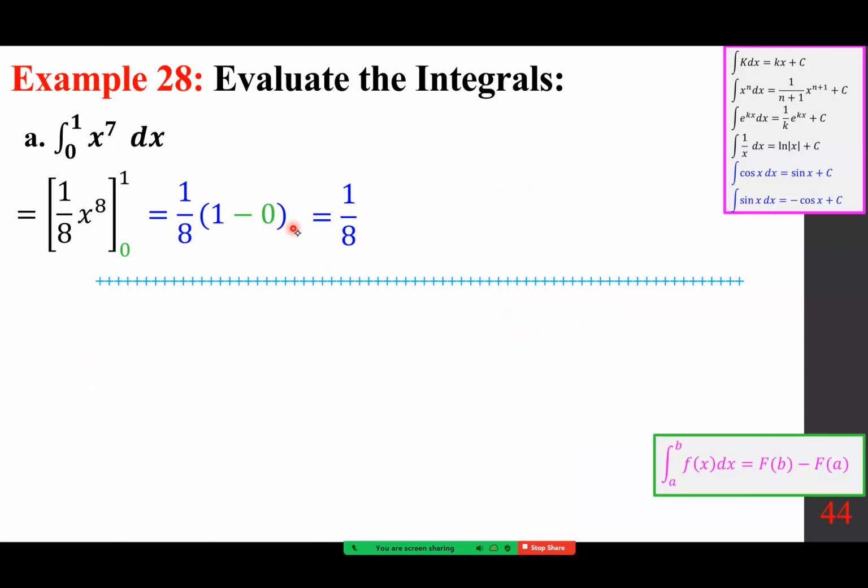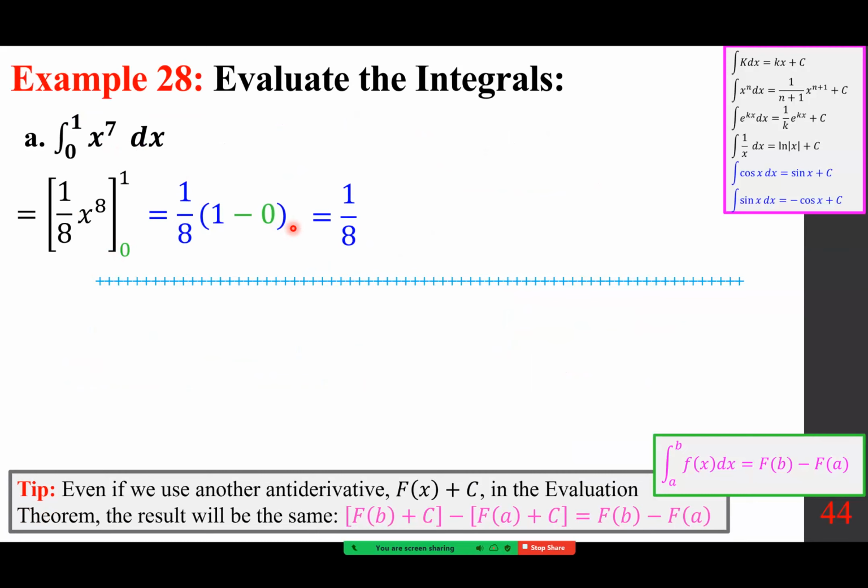And here's the tip. Even if we use another antiderivative, capital F of x plus c, in the evaluation theorem, the result will be the same. Capital F of b plus c minus capital F of a plus c, these two cancel each other, we get the same thing. That's why we don't need to write a constant.